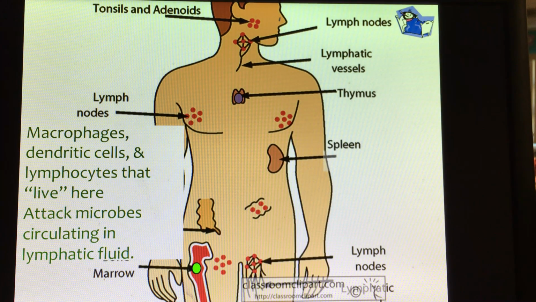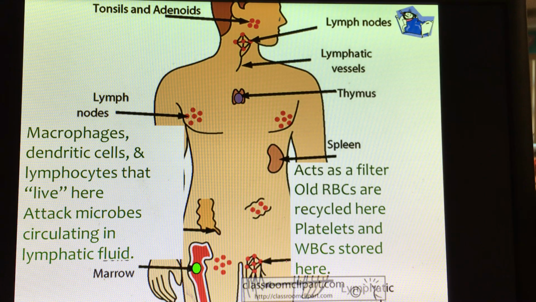We also have our spleen. Now our spleen is part of our circulatory system. And so our spleen acts as a filter to filter old red blood cells that get recycled there, as well as some white blood cells being stored there. Now for some reason I always picture the spleen kind of like a fishing net of some kind that will trap things circulating in our blood. So the spleen is about 4 inches long on the left side of your body.